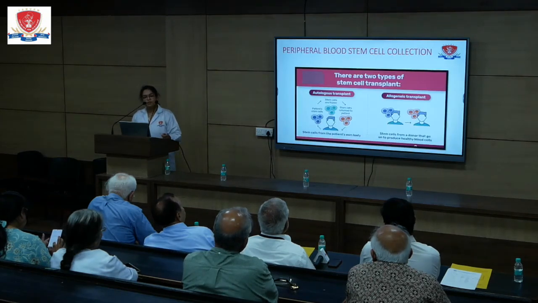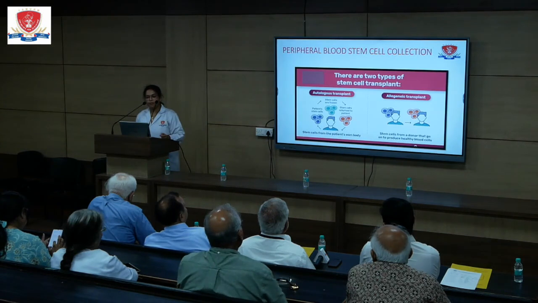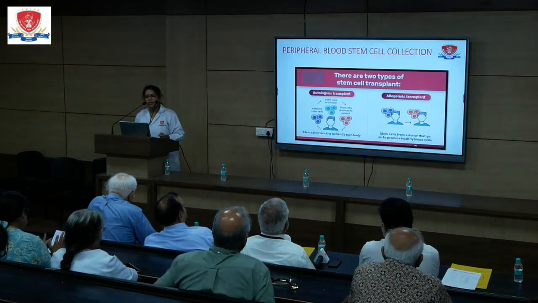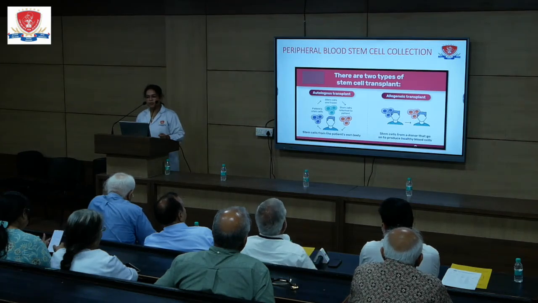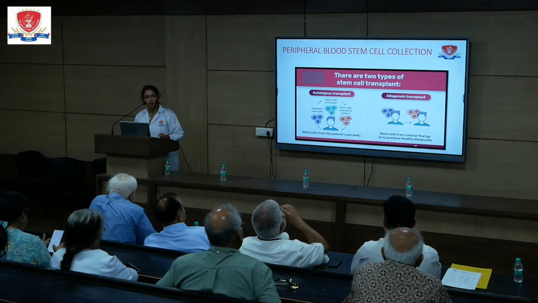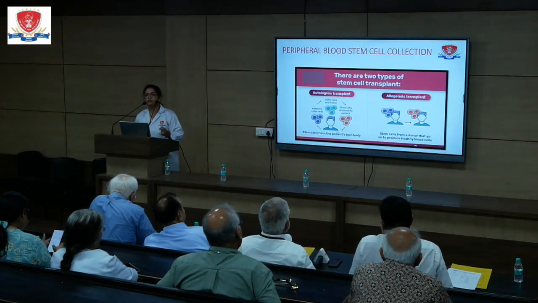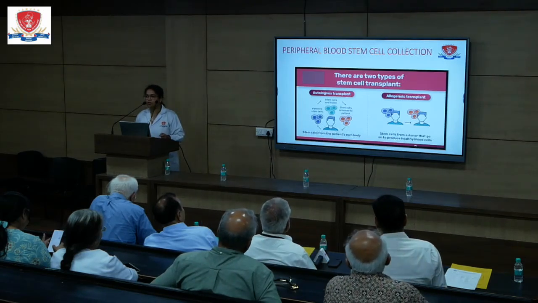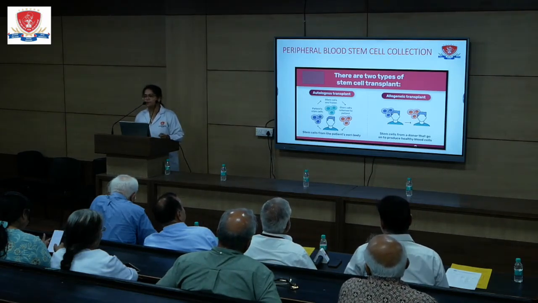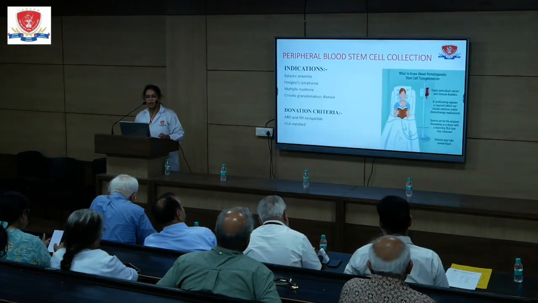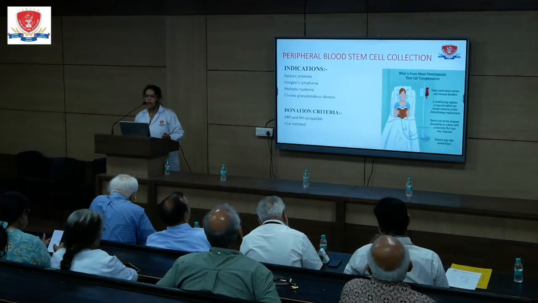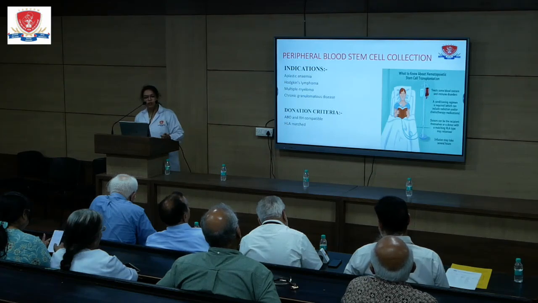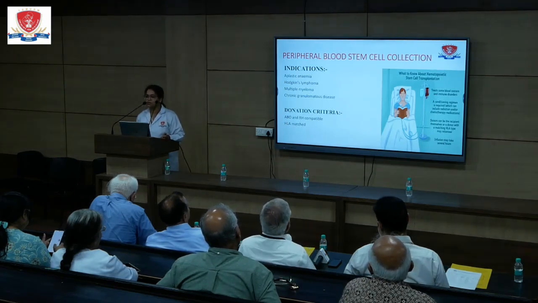Our next procedure is peripheral blood stem cell collection. Stem cell transplant can be of two types. That is, one is autologous transplant and the other is an allogenic transplant. Autologous transplant involves when the patient himself donates his own stem cells for future use, and in an allogenic transplant, a healthy donor donates his stem cells for the patient. So where all is this used? Aplastic anemia, Hodgkin's lymphoma, multiple myeloma, in such diseases we are using.